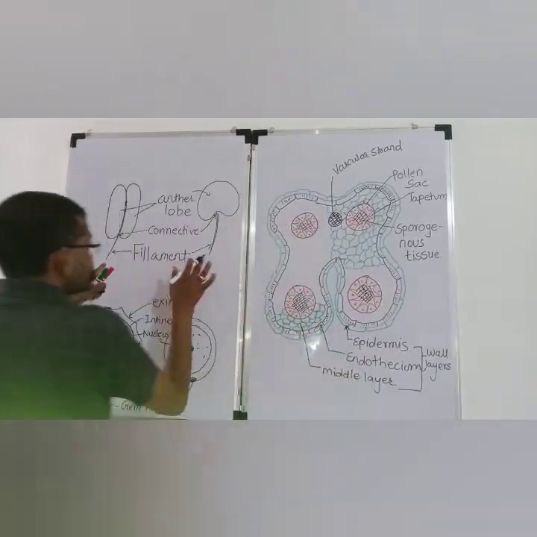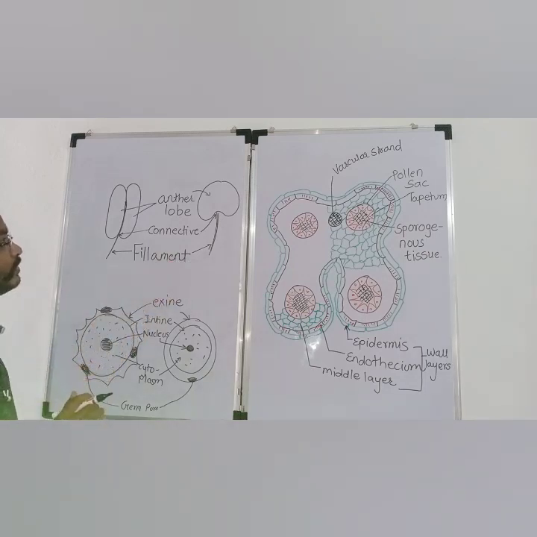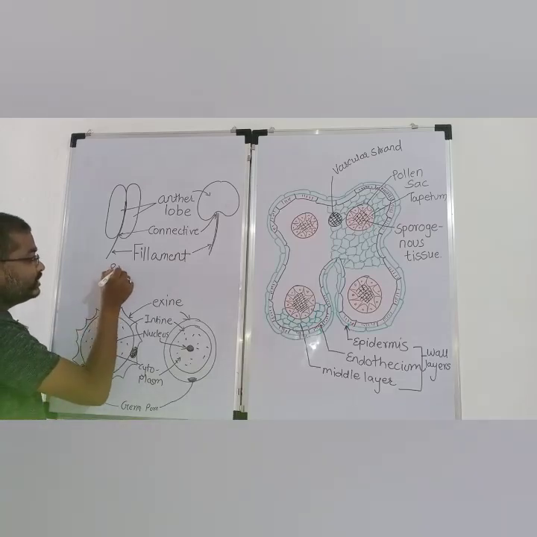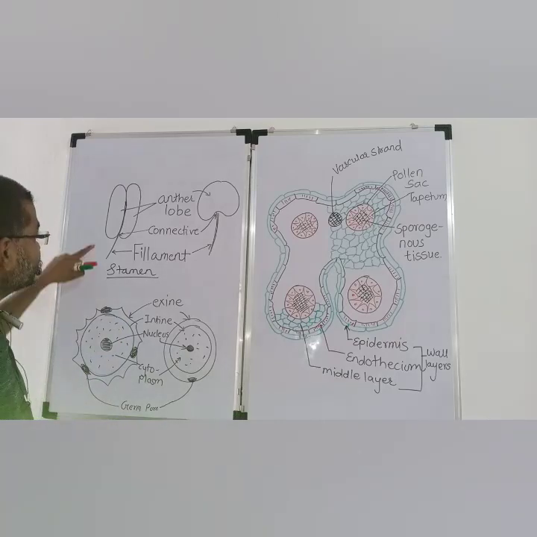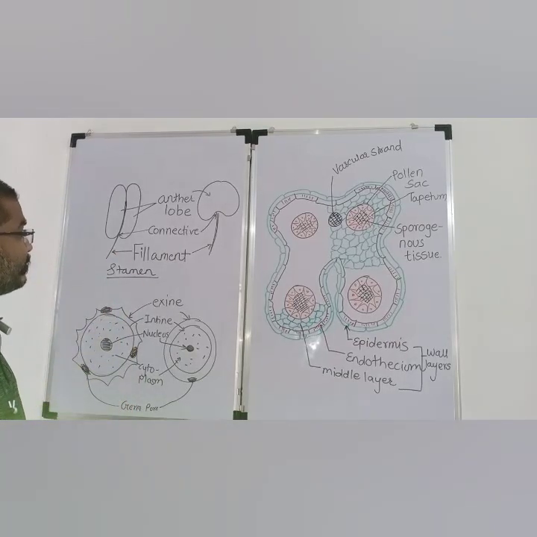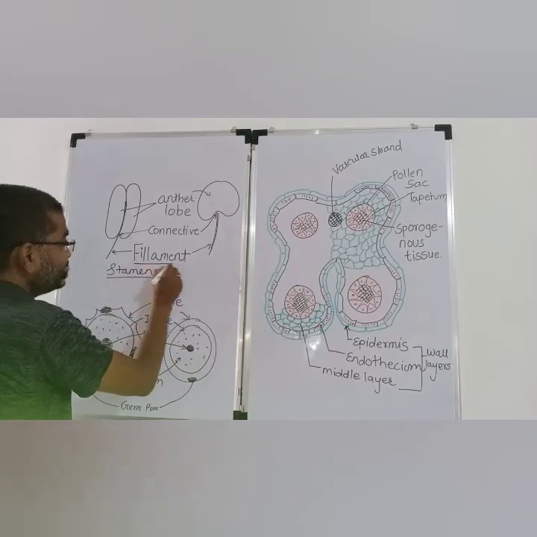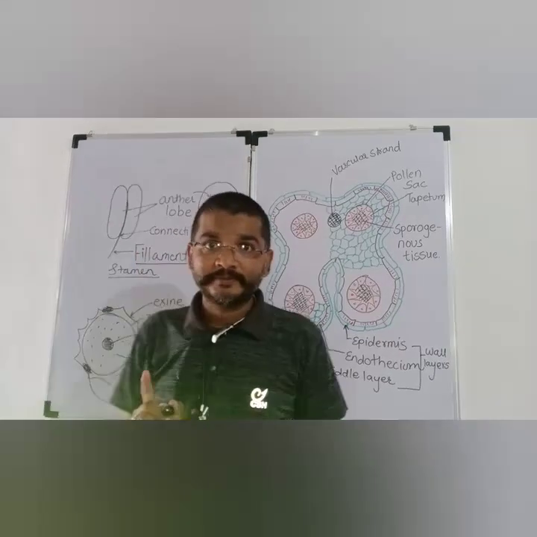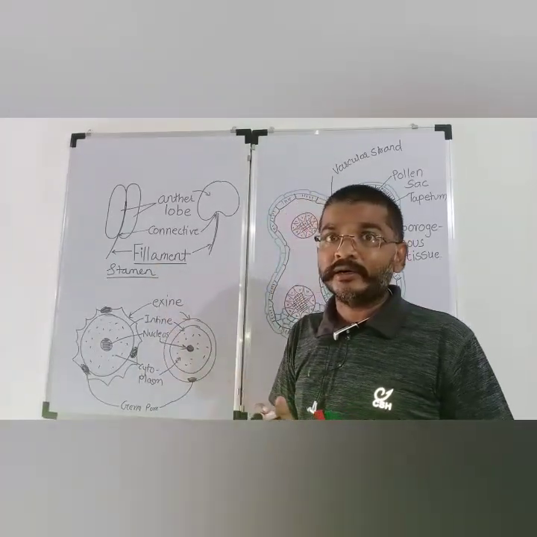Now these first two diagrams are telling much more about the stamen. So these are the pictures of stamen. First of all, we have to see the parts of a stamen. A stamen basically consists of three main parts. The first one is the filament. Filament is the first part of the stamen which provides support. What is a filament? Filament is the stalk of the stamen.